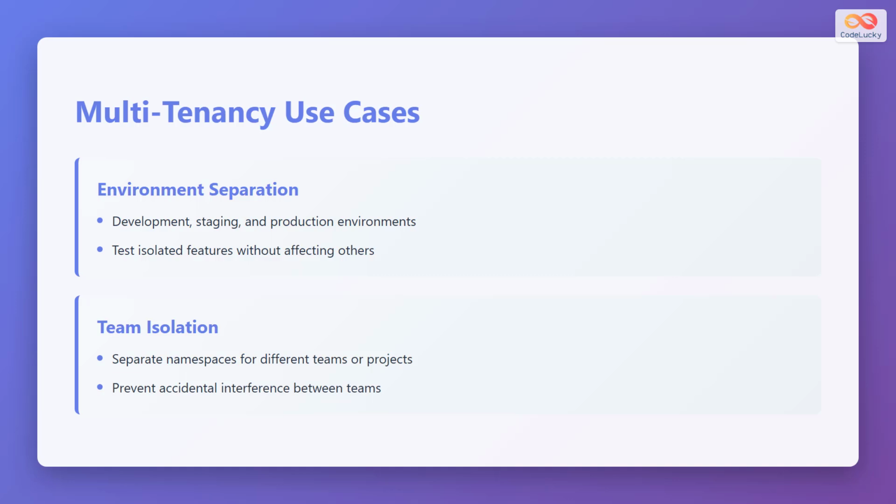Namespaces shine in multi-tenancy scenarios where multiple teams or environments need to coexist. One common use case is environment separation. You can create distinct namespaces for development, staging, and production environments within the same cluster. This allows you to test isolated features without affecting other environments, maintaining a clear boundary between different stages of your application lifecycle. Another critical use case is team isolation. By creating separate namespaces for different teams or projects, you prevent accidental interference between teams. Each team can work independently without worrying about conflicting resource names or accidentally modifying another team's deployments.